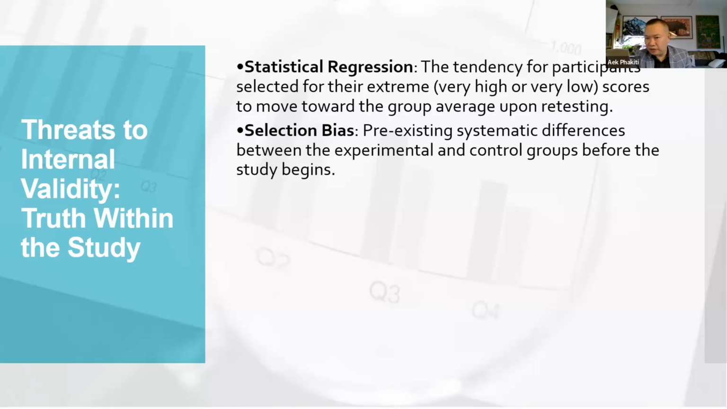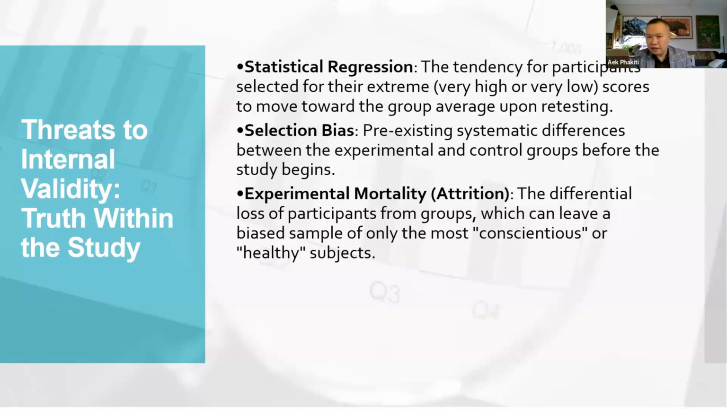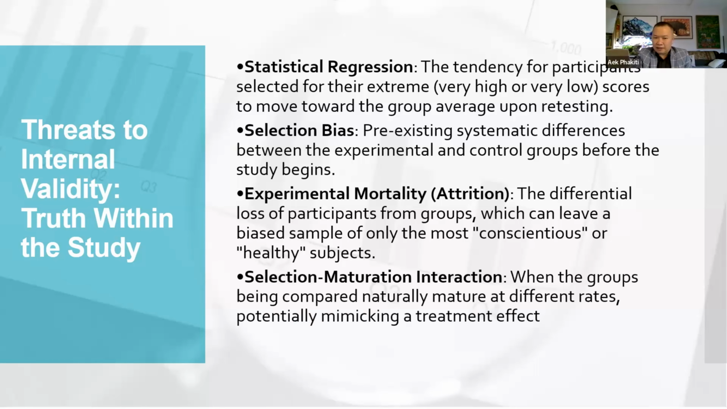Selection bias is another one we mentioned. That's why we need to do random selection. We also have attrition. People leave the experiment, right? They can withdraw, or there could be other reasons.